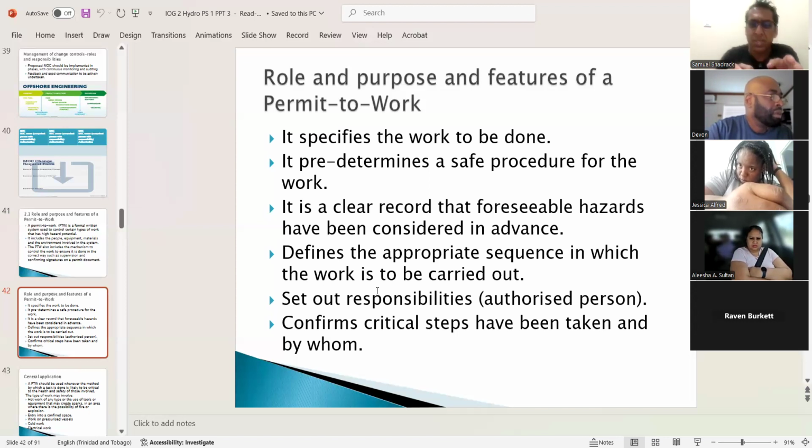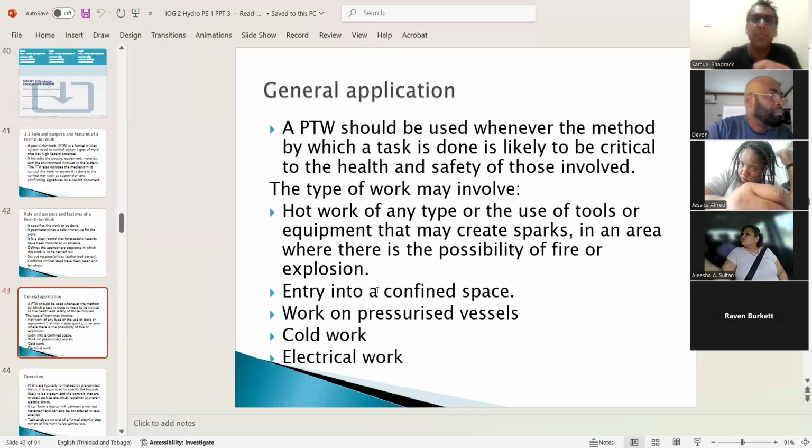We'll look at the permit to work question in a bit because I know it has one. We'll see what they were asking, right? Confirms critical steps have been taken and by whom. So generally permits are meant for those activities that are high risk.